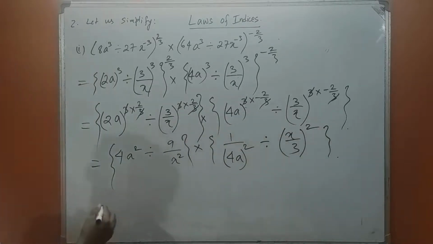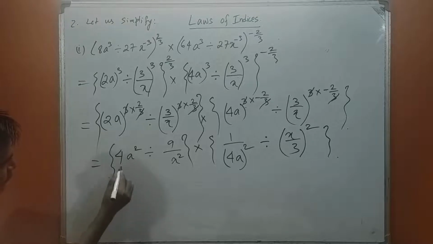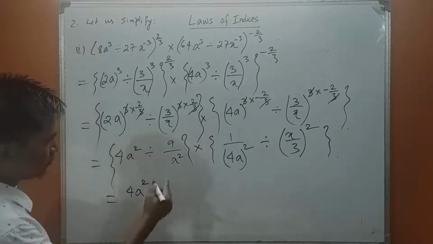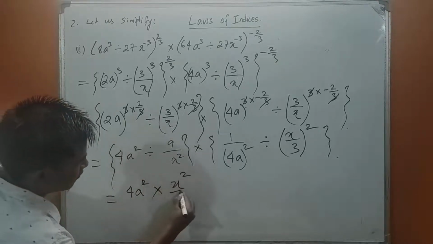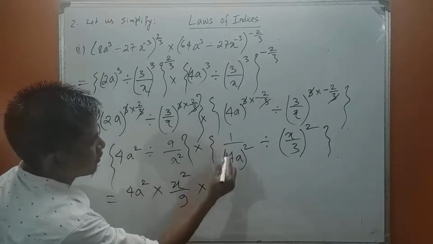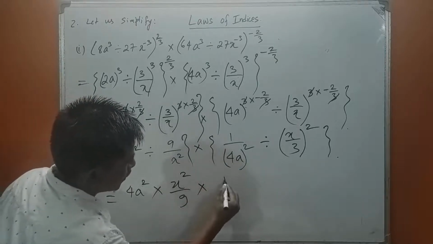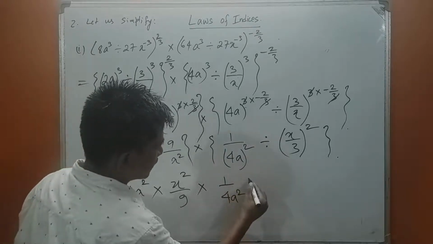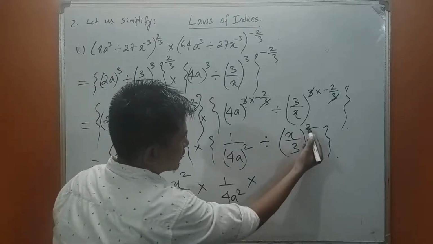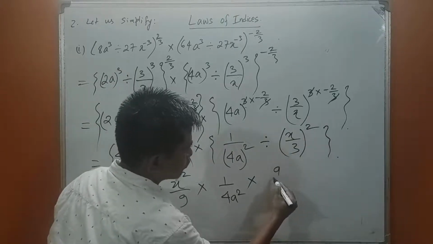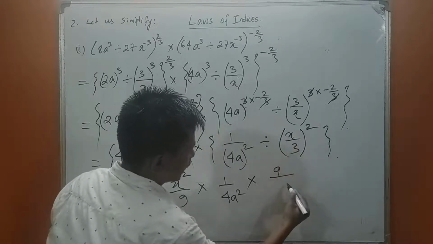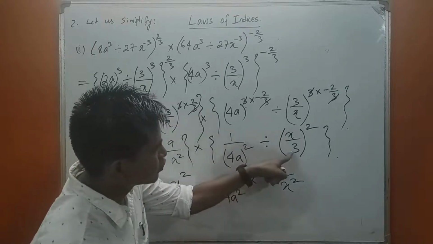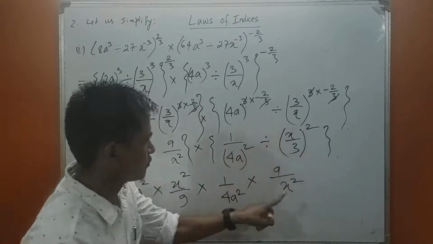Now, we have this equals to 4a square divided, can we convert it into, and this x square goes to the numerator, upon 9 into 1 upon 4a square, isn't it? 1 upon 4a square. This division sign can be written as into. Now 3 squared is 9, 9 goes to the numerator, x squared is x squared, this comes to the denominator. When you change this division sign into multiplication sign, 3 squared 9 goes to the numerator, x squared comes down to the denominator.